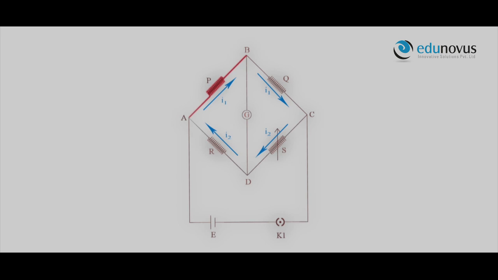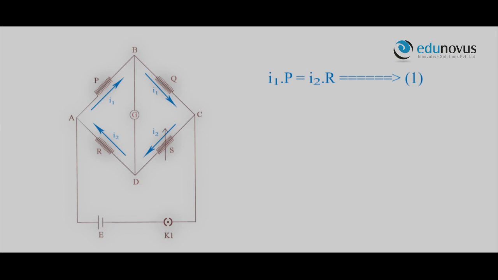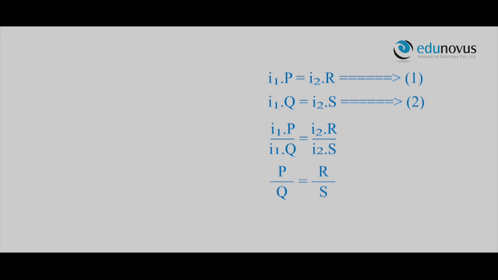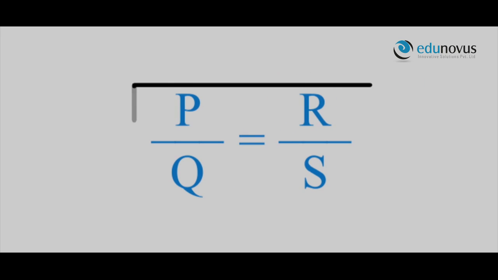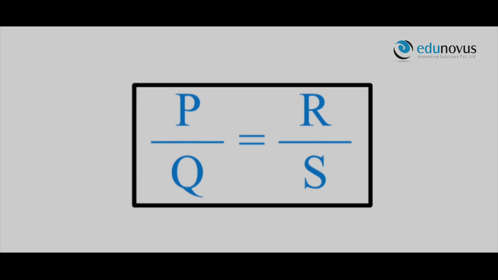That is, the voltage drop from point A to point B is equal to the voltage drop from point A to point D. I1 into P is equal to I2 into R. Let it be equation 1. For the same reason, the voltage drop from point B to point C is equal to the voltage drop from point D to point C. That is, I1 into Q is equal to I2 into S. Let it be equation 2. By dividing equation 1 and 2, we get I1 into P by I1 into Q is equal to I2 into R by I2 into S. That is, P by Q is equal to R by S. So, when the Wheatstone bridge is balanced, we have P by Q is equal to R by S.